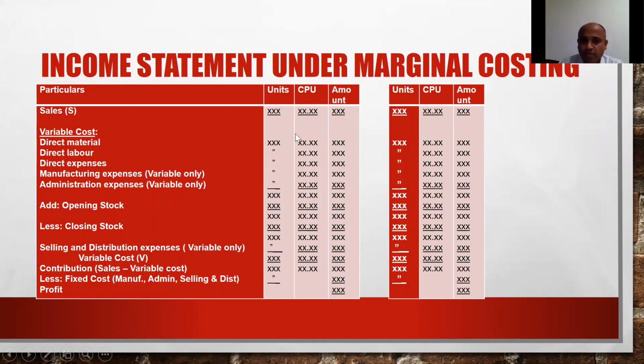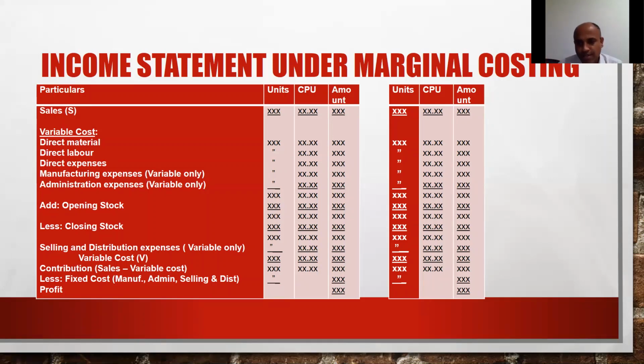So when I take only the variable portions and then add opening stock and deduct the closing stock, later I will take selling and distribution expenses, variable only. So far only variable cost is included. That gives me the variable cost. So S is here, V is here. S minus V, that is sales minus variable cost, gives you contribution, you know that. And from contribution you deduct the fixed cost. The fixed cost could be from manufacturing, administration, or selling and distribution. All the fixed cost is deducted, then you get profit.